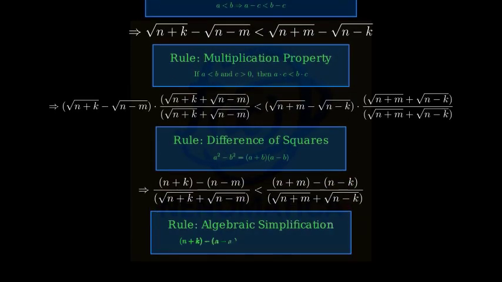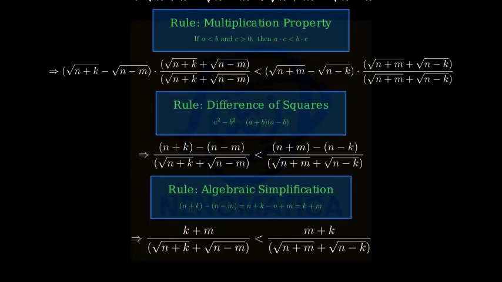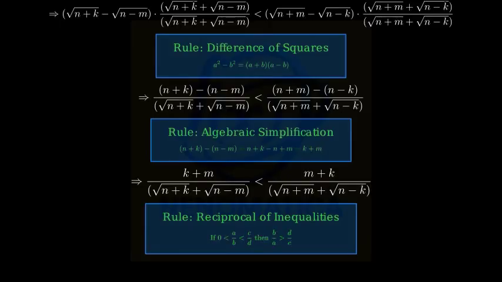Let's simplify the numerators on both sides. On the left, n plus k minus n minus m simplifies to k plus m. Similarly, on the right, n plus m minus n minus k simplifies to m plus k. Notice that both sides have the same numerator, k plus m, or equivalently, m plus k. Since both numerators are the same, we can rewrite this as an inequality of reciprocals.